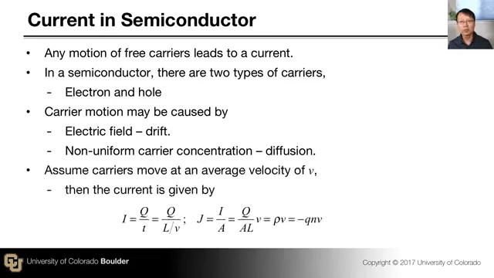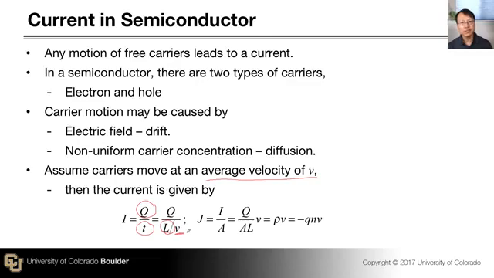Now, let's be more quantitative and try to express mathematically the current and how it's related to these carrier properties. By definition, the electrical current is defined by the ratio of the total transferred charge per time. Now, if the carriers are moving at an average speed of v, then the time it takes for a carrier to move is simply given by the length of your material divided by the velocity at which the carriers move.